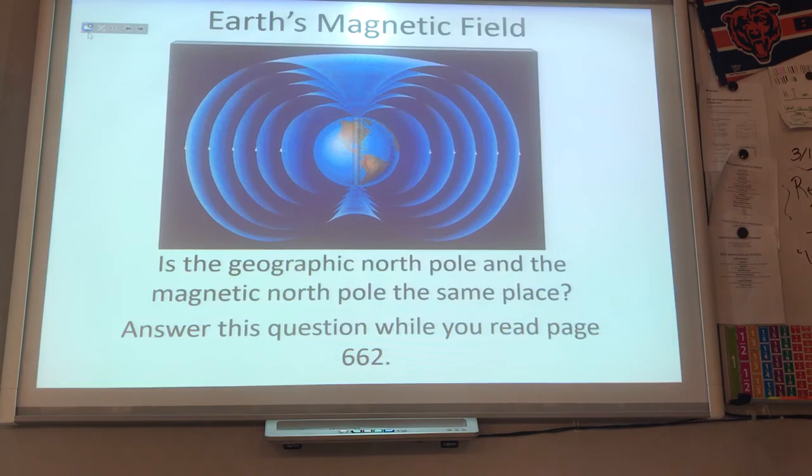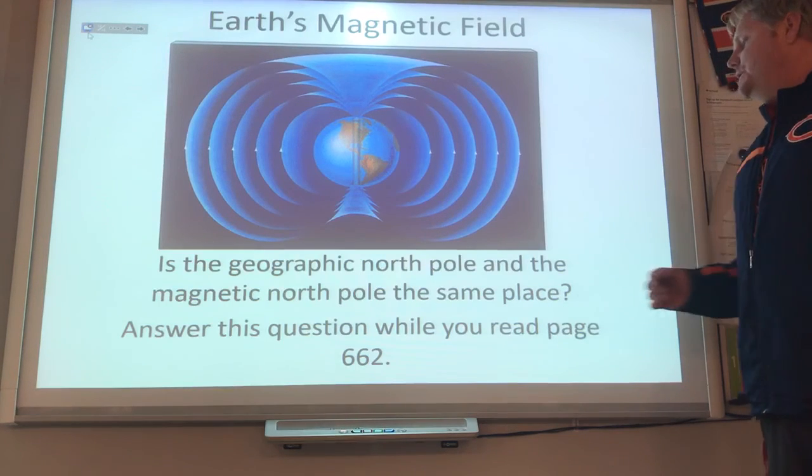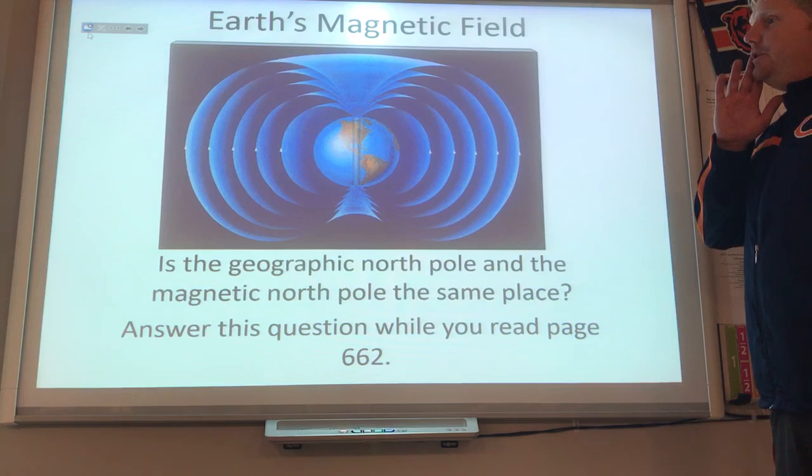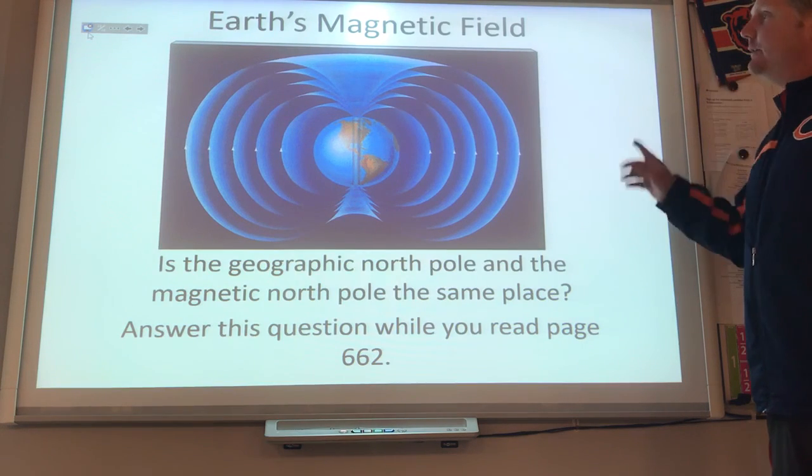Now, Earth's magnetic field, is the geographic North Pole and the magnetic North Pole the same place? The answer to this question while you read page 662. Spoiler alert, they're not. But why not?